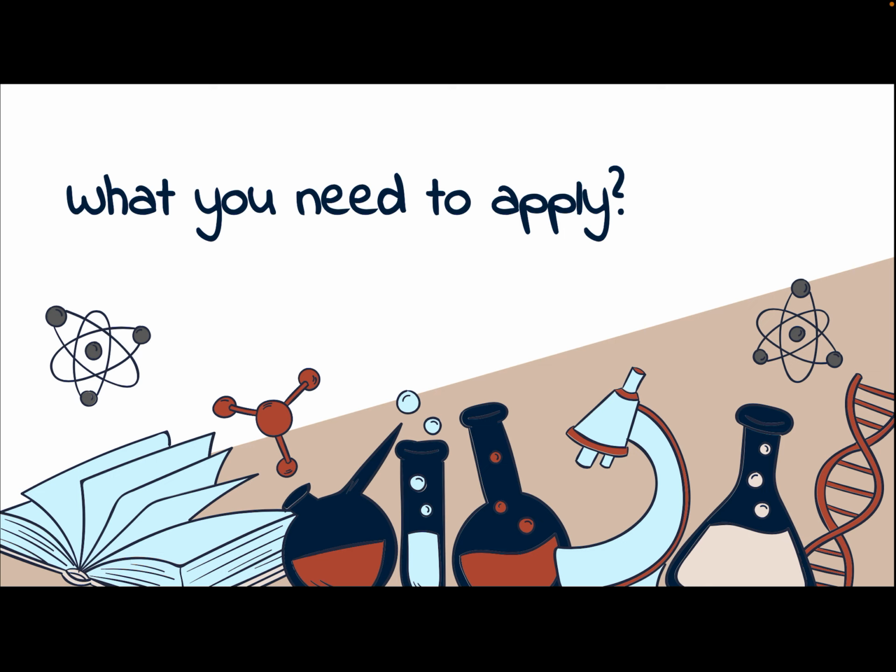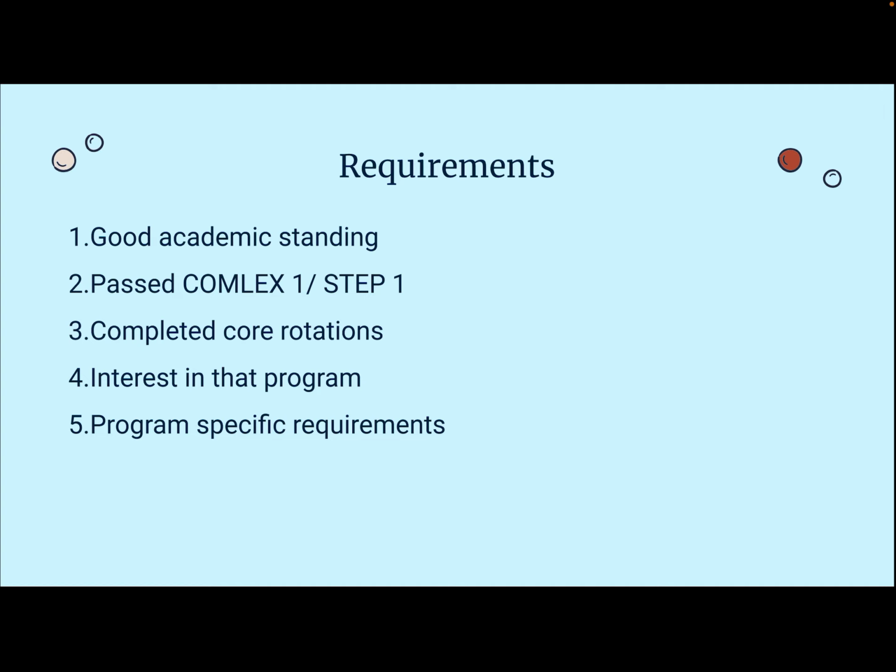So what do you need to apply? This may be the most boring part of the lecture. Feel free to skip over it, but I will go through some very important information that you should know as an applicant. Most all programs will require that you have good academic standing, passed your first set of boards, completed core rotations by the time you start the elective, have interest in that program either through a personal statement or a statement of interest, and program-specific requirements, which I will go through for you shortly here.